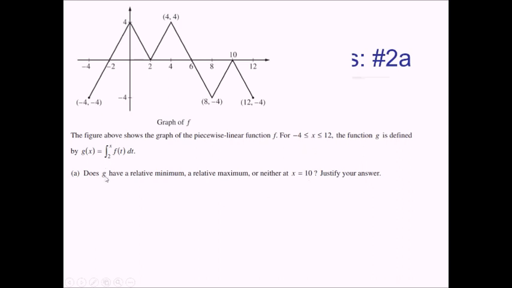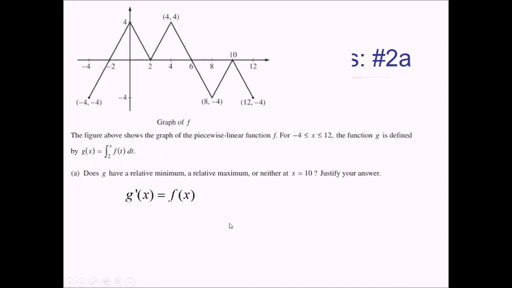Well, what is g prime? G prime, using our fundamental theorem here, is just going to be the derivative of this integral, which basically means we're plugging the upper limit in for the dummy variable. So to put it simply, g prime of x is just going to equal f of x. Where does f of x change sign? A few places, but not at 10. At 10, we are about to cross the x-axis, but then f changes its mind and heads on back.